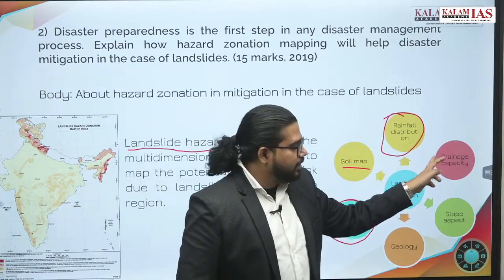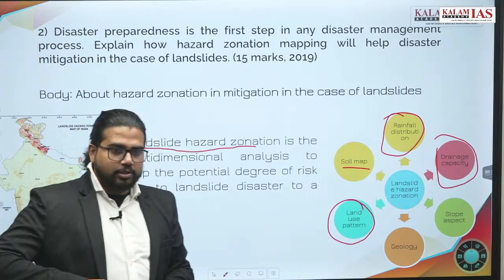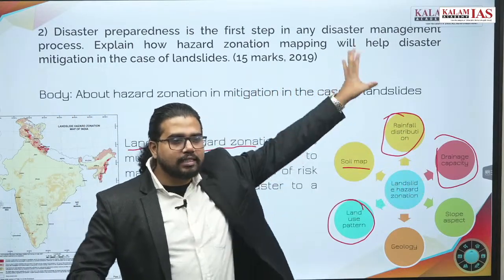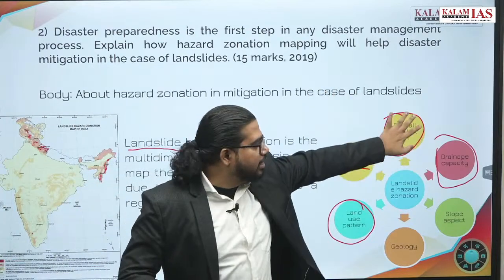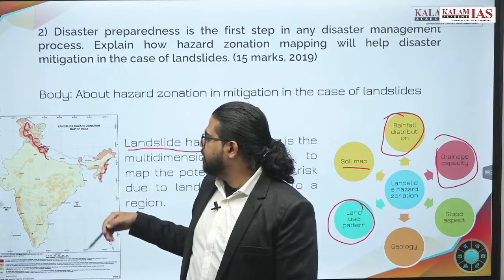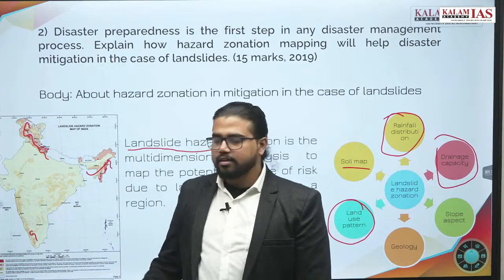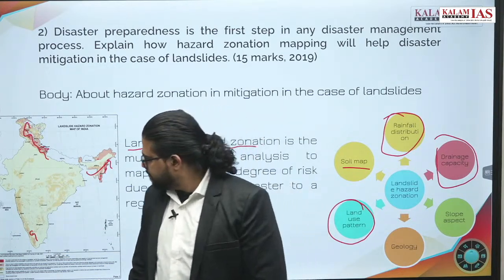Rainfall, how it is impacting. Drainage capacity of the area. Slope aspect, how is the slope. All these different aspects we consider, then we make a single map like this. Here, by just looking, we don't have any idea of rainfall or anything. But by simply looking at the color, we can say these are very high risk areas, these are high risk areas, here there are some risks, and these are slightly safer areas compared to landslide.